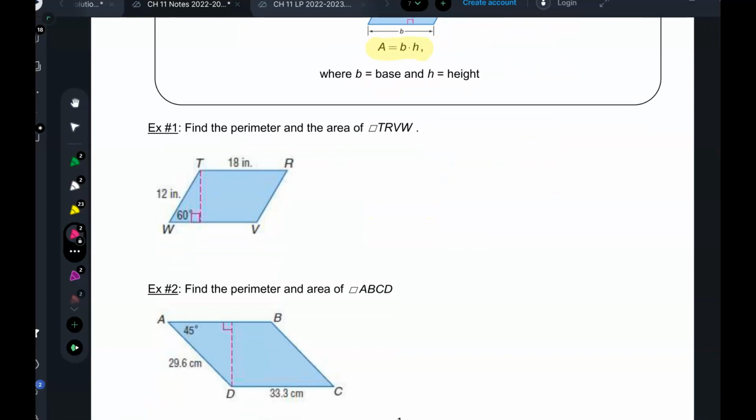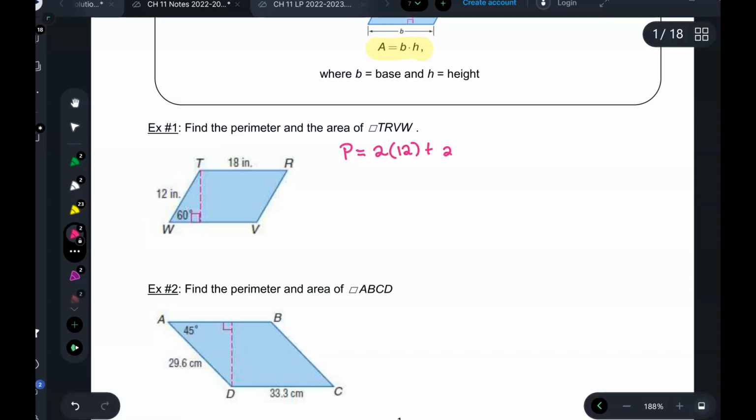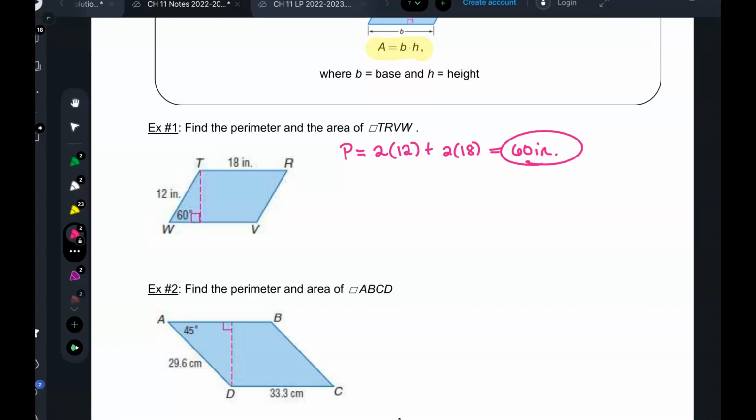Okay? So we want to find the perimeter and the area. Let's start with perimeter. Perimeter is easy because we know 2 times 12 is 24 and 2 times 18 is 36. 24 plus 36 is 60. All right, so that's perimeter.